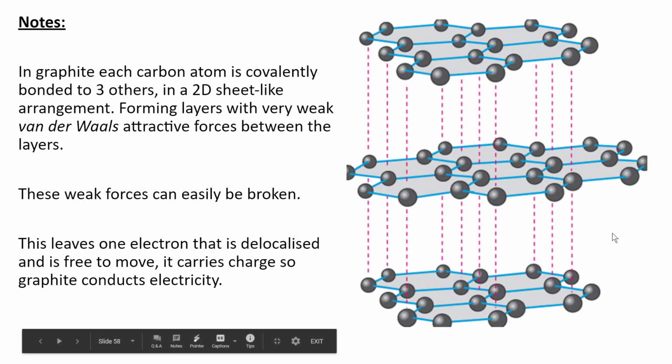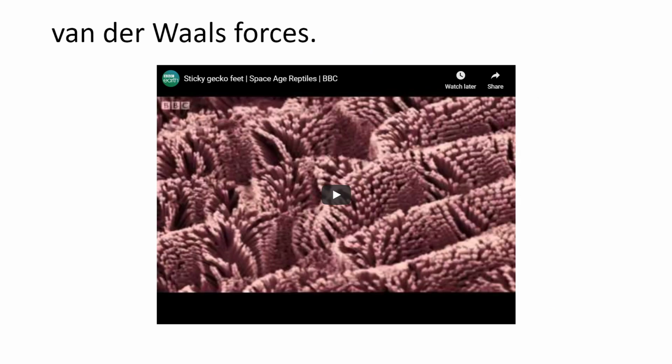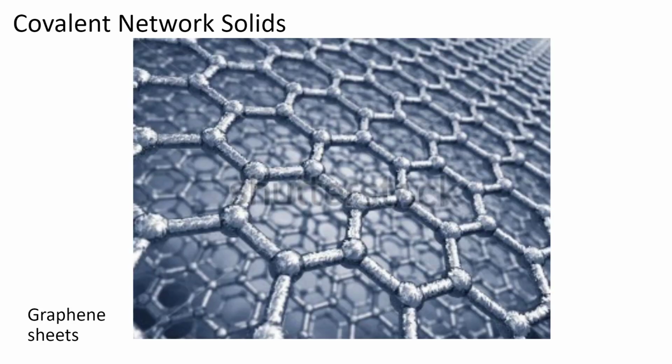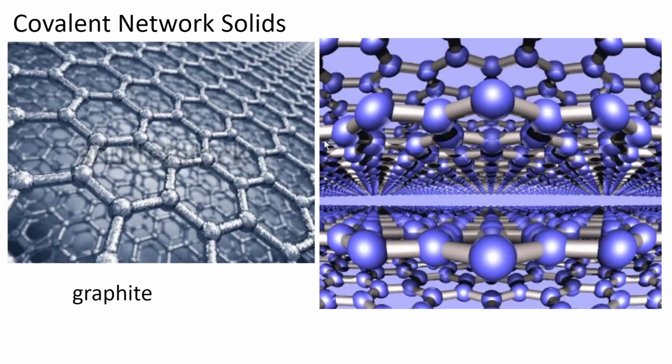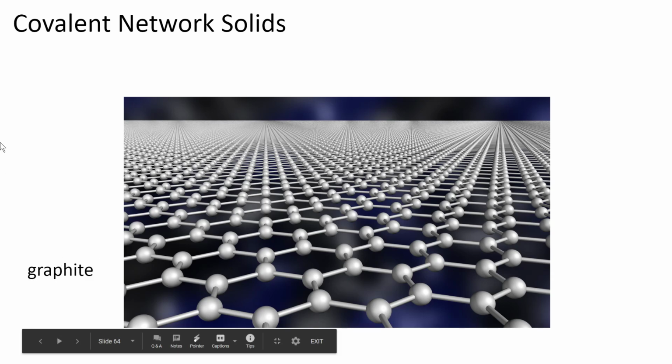If you watch the video on graphite that I'll be posting, this will make a lot more sense. I'll also post this one. It's about geckos and them using these van der Waals forces to stick to walls. So this is what graphene looks like, or graphite. Each carbon's bonded to 3 others. And they can go on pretty much infinitely, not infinite, but in terms of atoms, you've got billions of atoms in a graphite sheet.